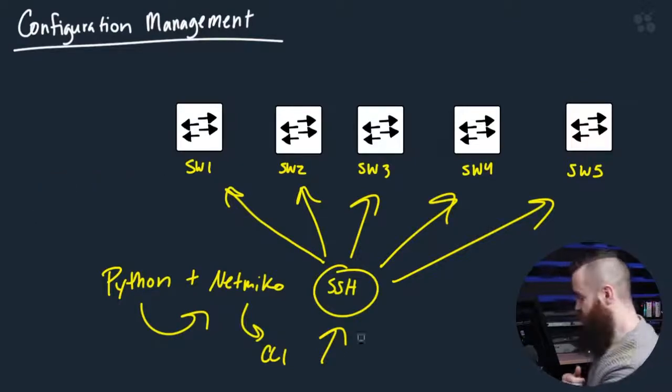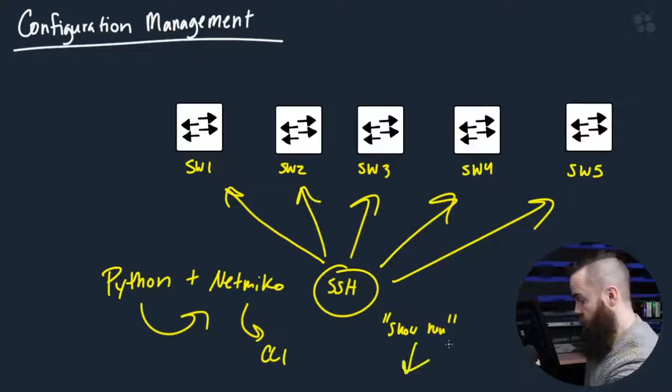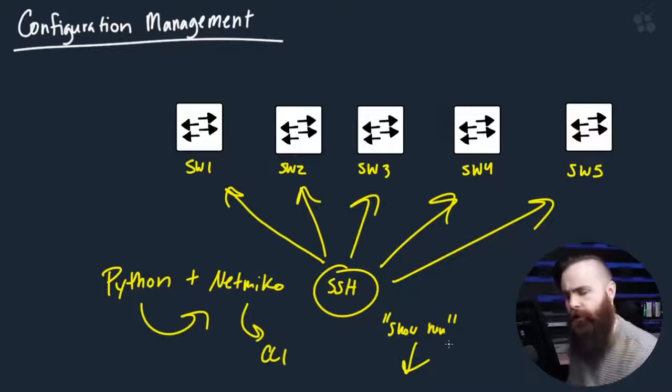Anyways, let's continue. So these are the tools I'm using to access my switches, and I'm essentially just connecting to each switch, and when the script hits each switch, I'm saying show run, and it takes the output of that show run and puts it into a file. That's all it's doing. Let me show it to you real quick.